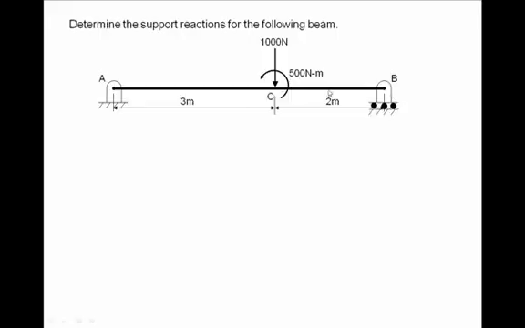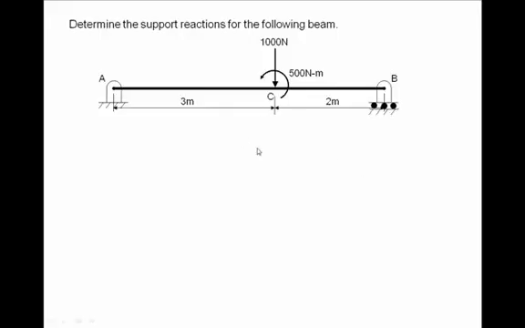Now this beam is subjected to a vertical load of 1000 Newton and an anti-clockwise moment of 500 Newton meter. Now you see the beam is supposed to be in equilibrium. Obviously it doesn't move or rotate, so it is in equilibrium. And this is a typical problem of beam reaction, the application of the non-concurrent coplanar force system.